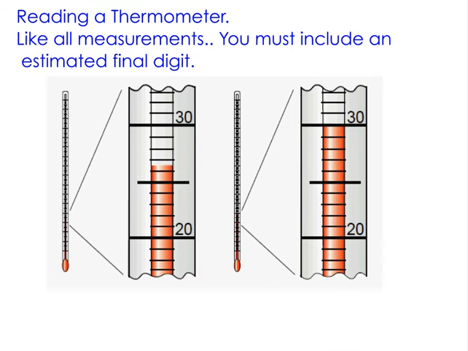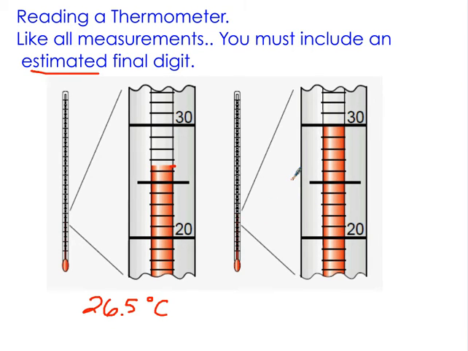Okay, let's practice actually reading one. Now, like all measurements, you have to include the estimated final digit. This thermometer is just like our ones in lab. Each line is 1 degree Celsius. So, I can see 26, and then I would have to estimate in between here. It looks to me like it's perfectly in the middle, so my estimated digit would be 5, 26.5 degrees Celsius, and that's already the unit we need, so we don't have to convert anything.